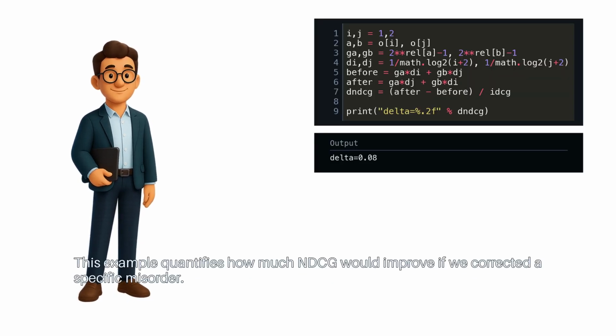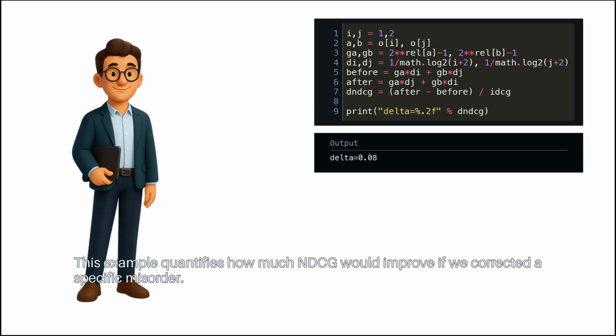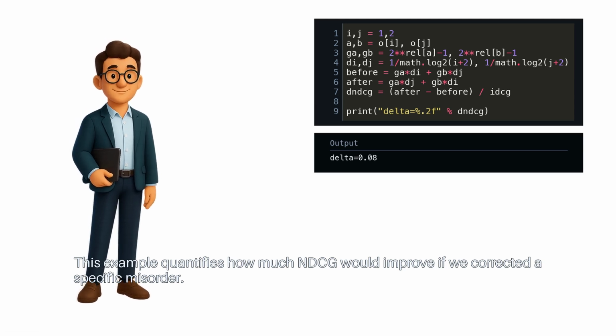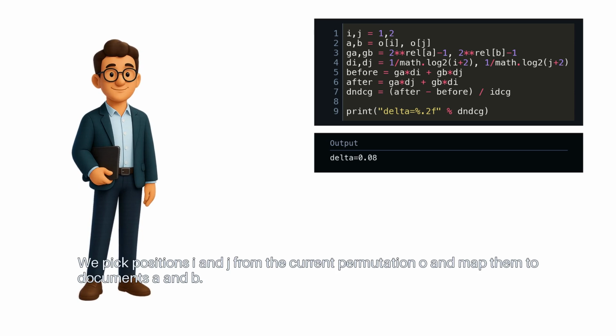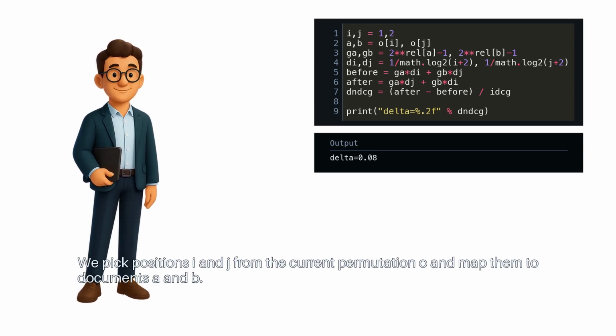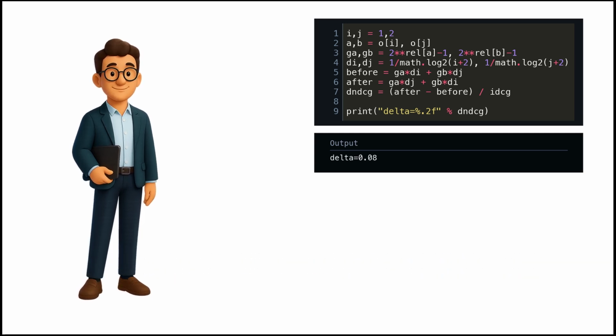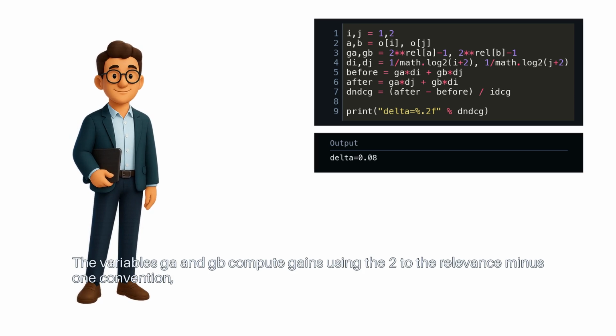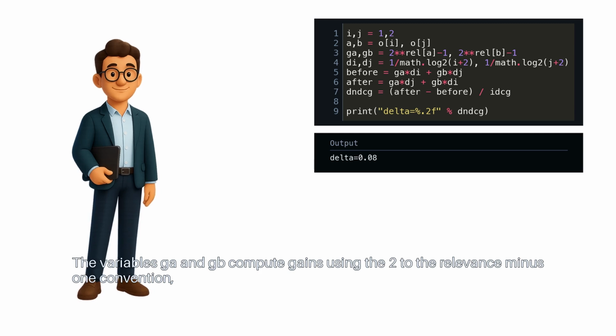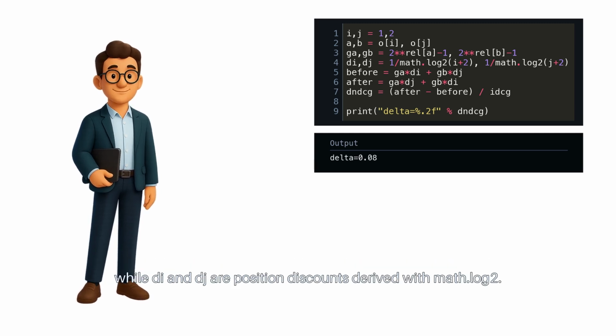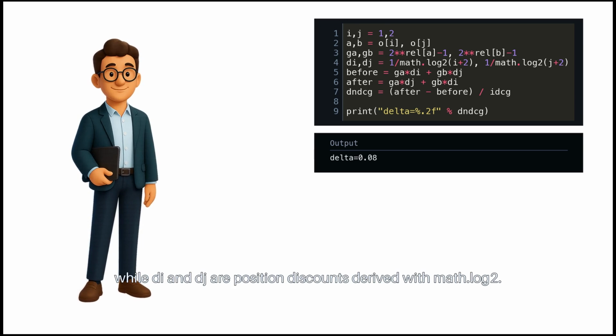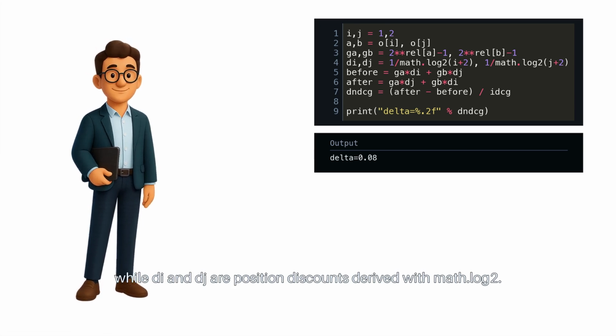This example quantifies how much NDCG would improve if we corrected a specific misorder. We pick positions i and j from the current permutation o and map them to documents a and b. The variables ga and gb compute gains using the 2 to the relevance minus 1 convention, while di and dj are position discounts derived with math.log2.